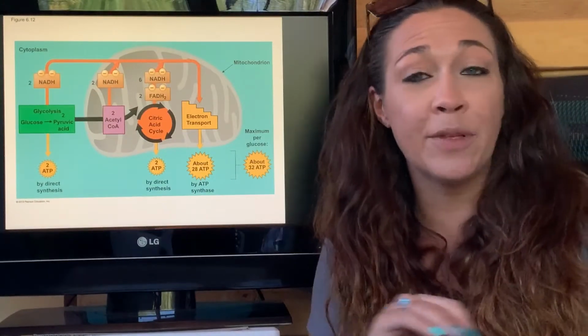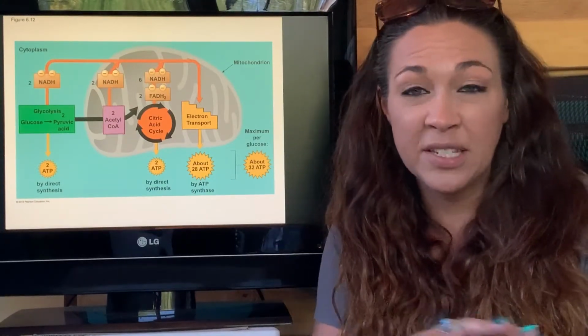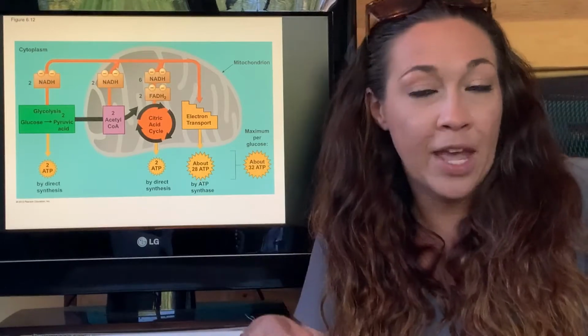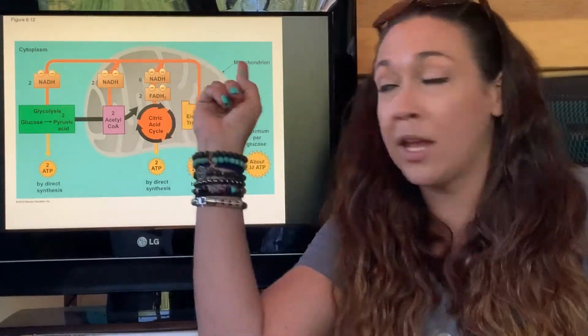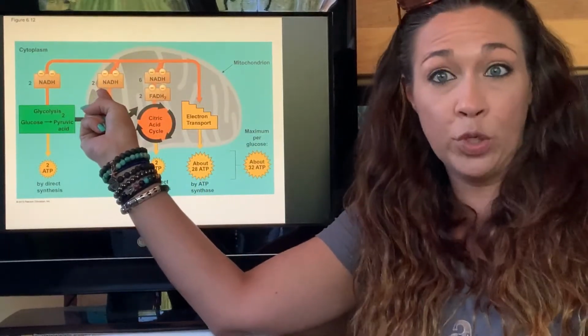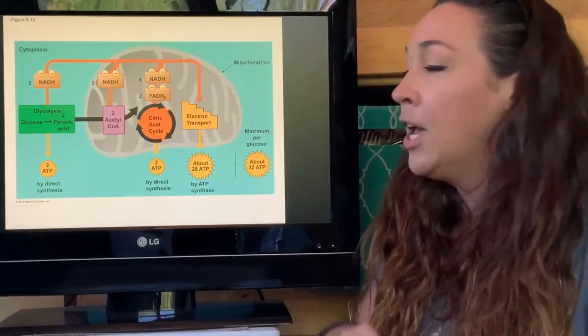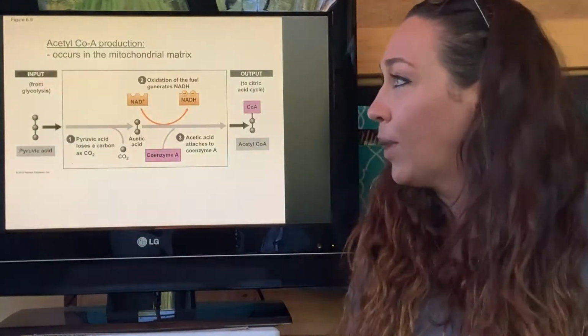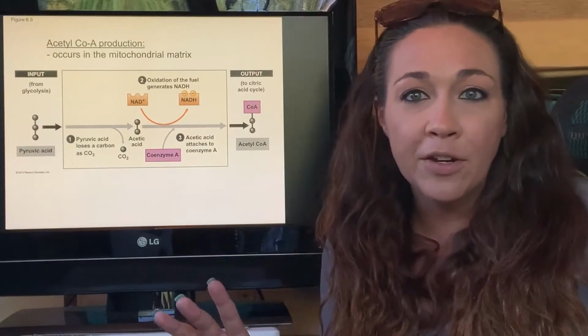This is the only step that doesn't make any ATP. This is like an intermediate step. Okay, it doesn't make any ATP, but it does make more of these NADHs, which we need for later. Okay, and that's what we're going to see right here. And again, this looks scarier than it actually is.